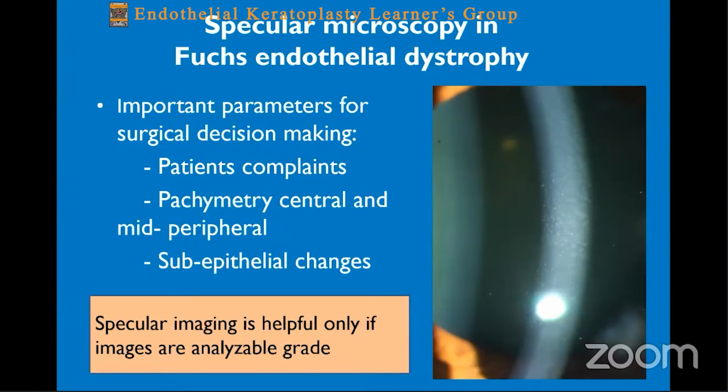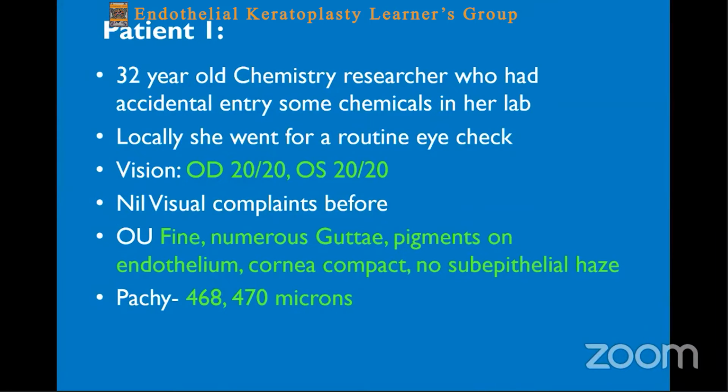For Fuchs endothelial dystrophy, our management parameters for surgical decision-making always depend upon the patient's complaints, pachymetry, which is not just the central but also a comparison with the mid-peripheral, and the type of subepithelial changes that we see in the subepithelial and the anterior stromal layer. Specular microscopy is helpful only if the images you procure are of analyzable grade. Let's see some examples to understand this concept a little better.